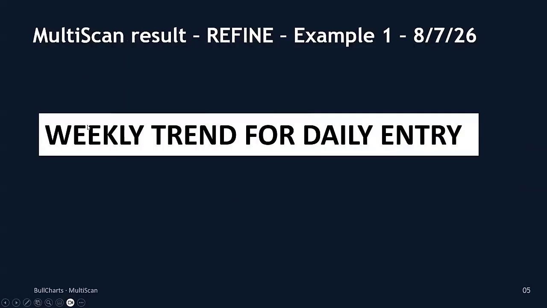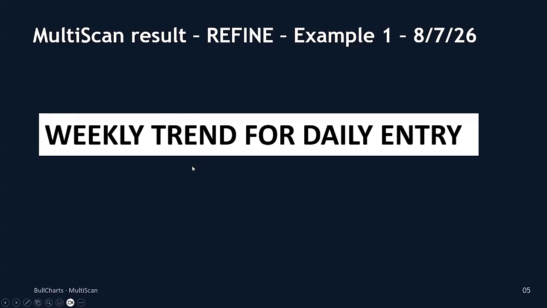So the first one I'm going to run is looking at a weekly trend for a daily entry. And I'll run to that very shortly. But again, this comes to some of what Robert was just talking about. And it's interesting that when I look at my weeklies, I'm looking for greater than 34 EMA in the last 5 days. I'll probably jump into the criteria once I run the screen and show you that.